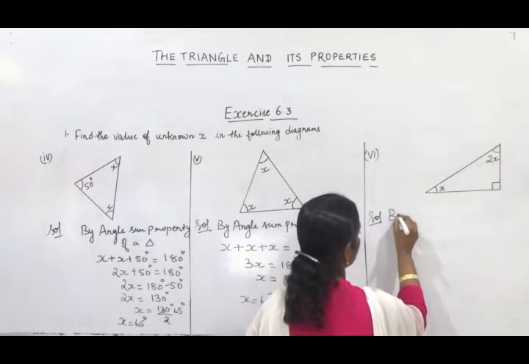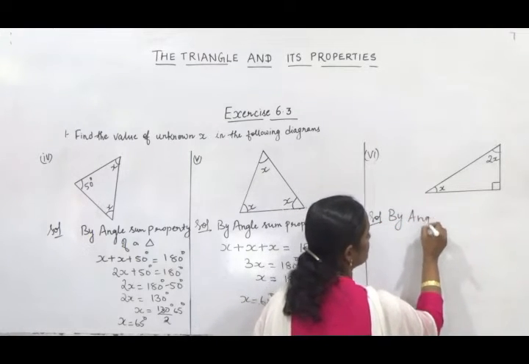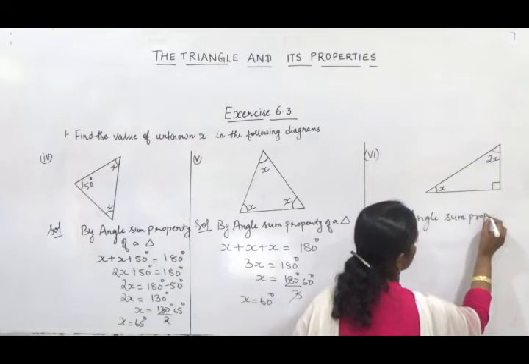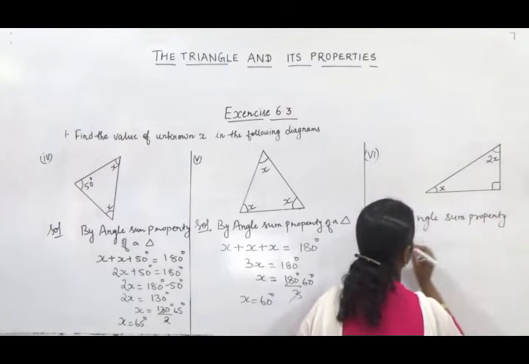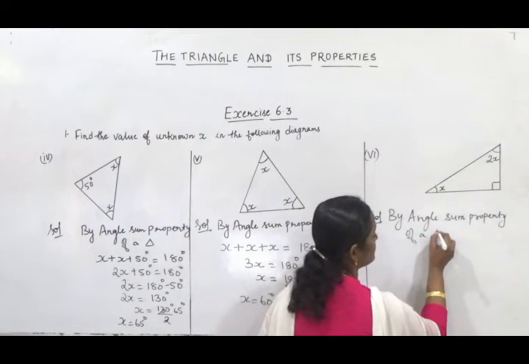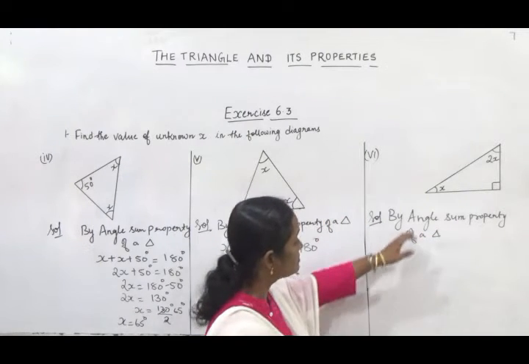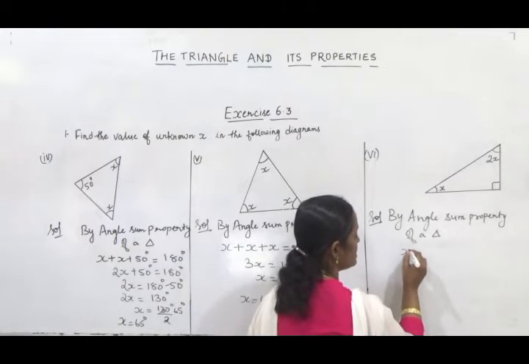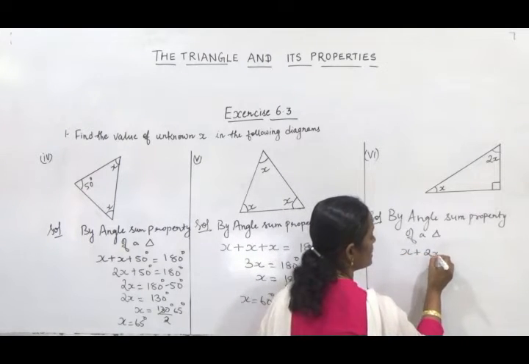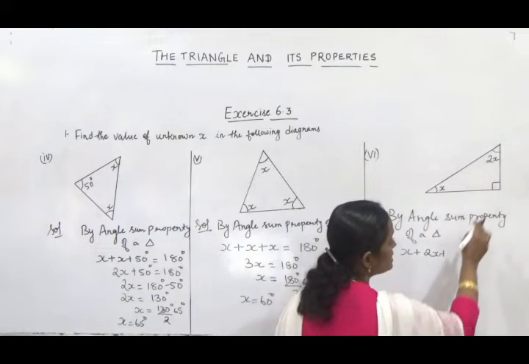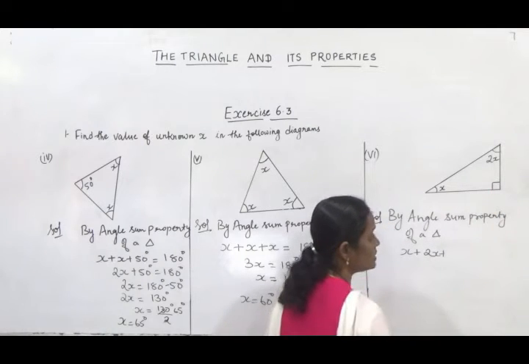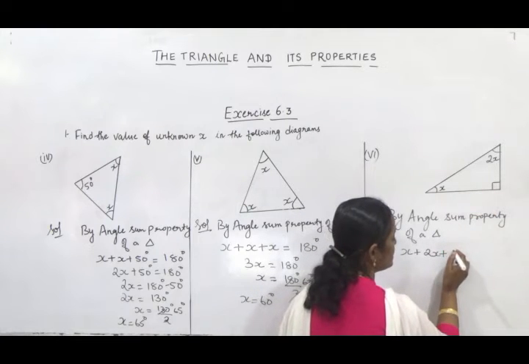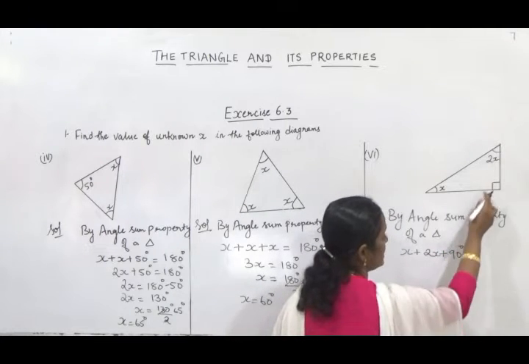Here, by the angle sum property of a triangle, we can write that the sum of the measures of these three angles is 180 degrees. That is, x plus 2x plus, what is the measure of this angle? This symbol means that it is equal to 90 degrees. It is a right angle, so it is 90 degrees.